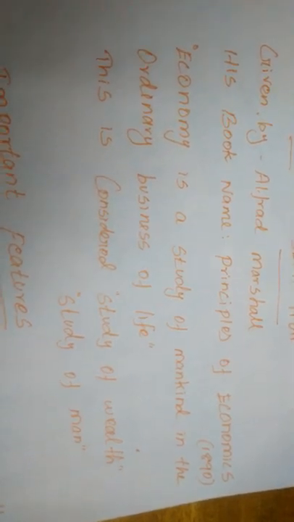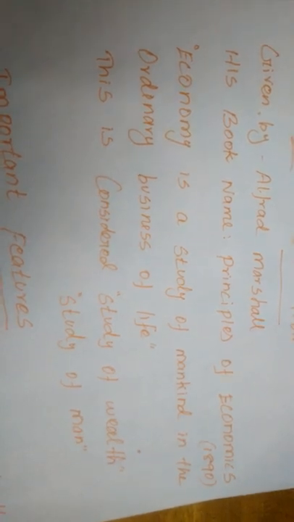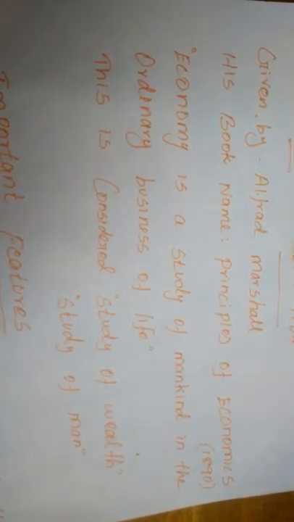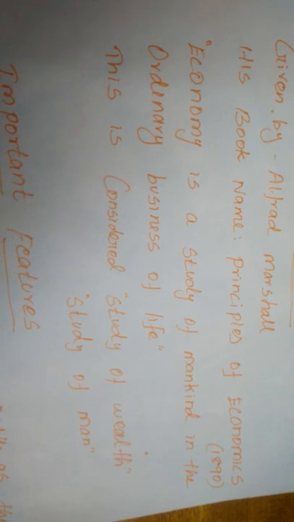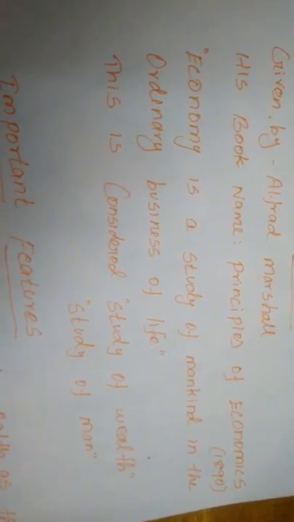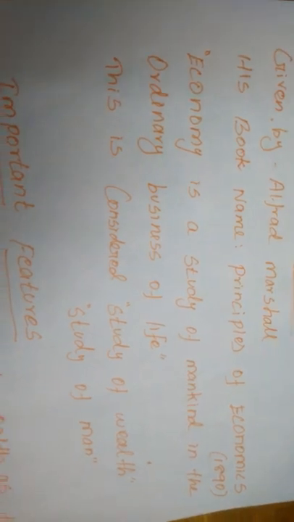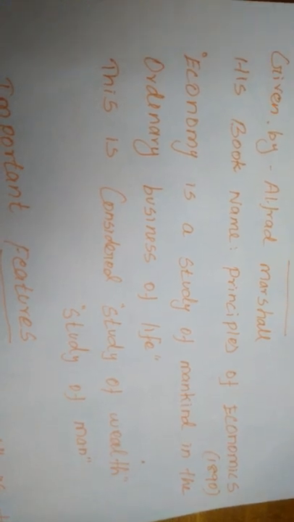Suppose an entrepreneur wants to produce a commodity. Behind that production idea, one of the human wants will be there. According to human wants, many items or products are produced in our area and in our nations also, right? So he considered the study of mankind in the ordinary business of life.